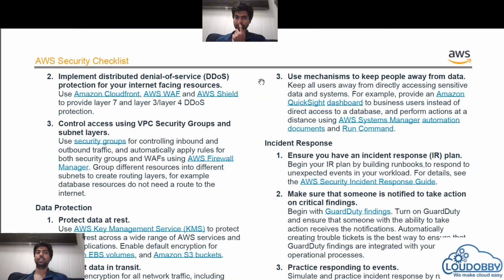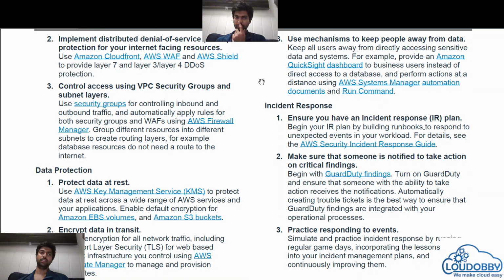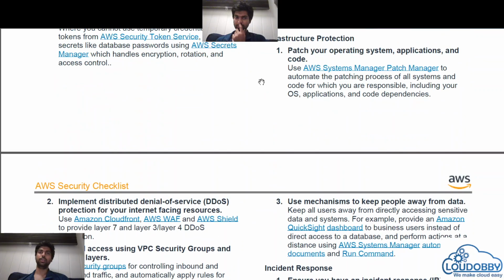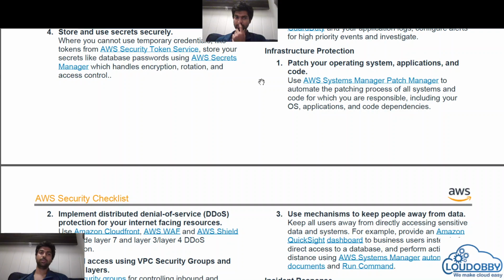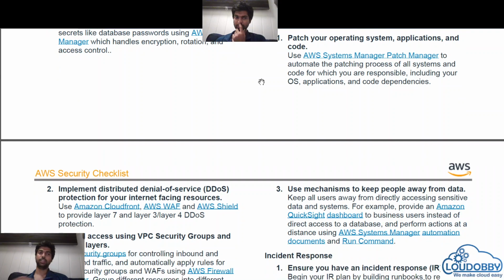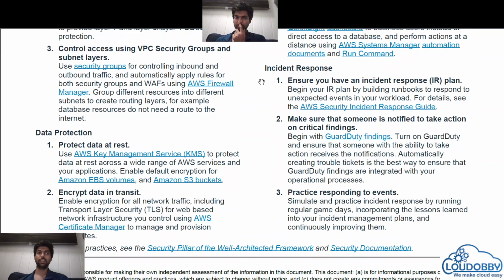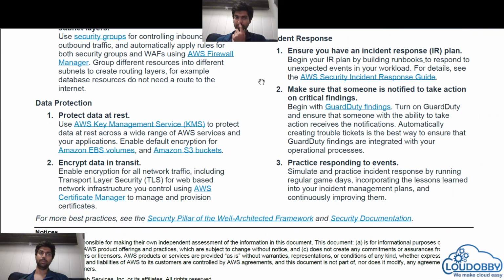Then we have this data protection. Now we are moving on from infrastructure protection to data protection. The infrastructure protection talks about the security groups, denial of service attacks, and controlling access in the VPC. Now we are moving on to the data protection part. It's very important because if someone hacks our system, what he is looking for is our data, our business data.